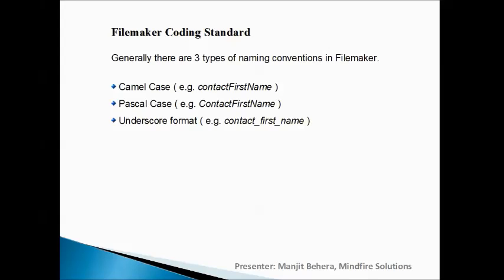In Pascal case, it is just like title case, where the first letter of each word will be in caps. The third one is the underscore format, where we use an underscore to distinguish the words within a field name, table name, or object name that we create inside FileMaker.